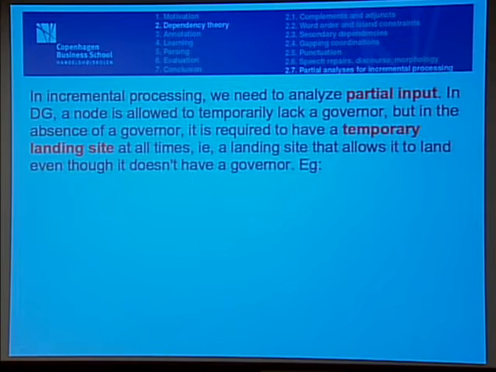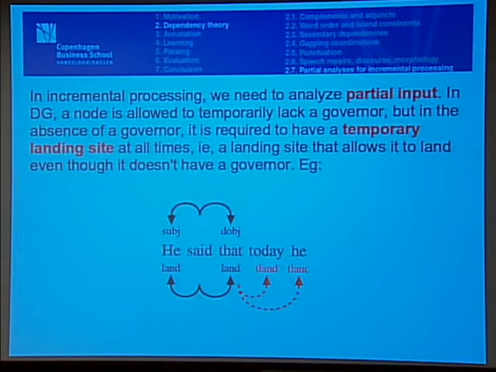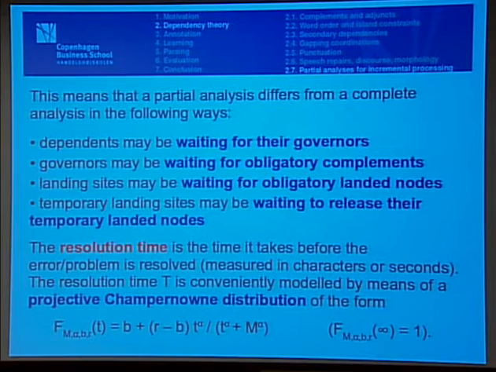It's also important to account for partial analysis for incremental processing, where you basically get structures like this when you do incremental processing. He said that today now we don't know what is coming after here, so we attach these two words temporarily to a part of the structure, and then we need to account for these kinds of partial analysis during parsing, and our probability model must be capable of assigning probabilities to these models. If it assigns zero probability, we would be in trouble when we do the incremental processing. So we need to do something like this, and you can ask about what is the resolution time if you're waiting for a governor, for example.